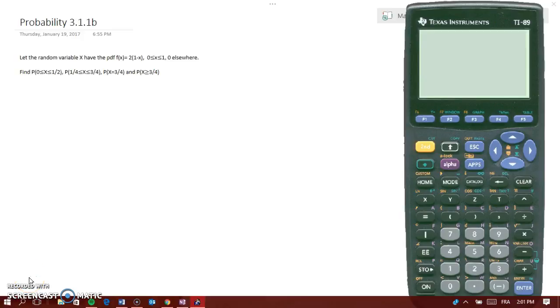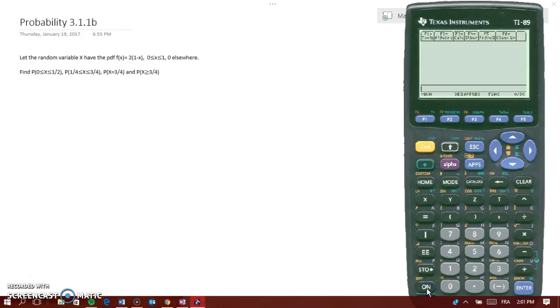Alright guys, here it says let the random variable x have the PDF given, where 0 is less than x and less than 1, and 0 elsewhere. Now we need to find the probability of those four things. Now I'm going to use my calculator in this one.